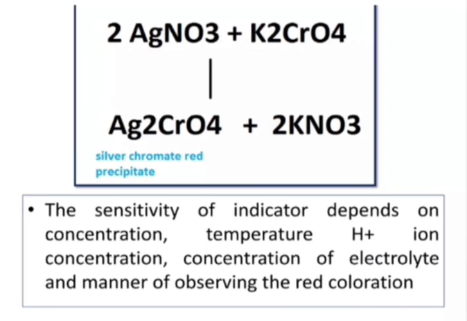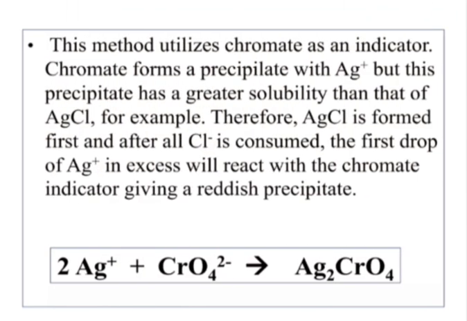The sensitivity of the indicator depends upon the concentration, temperature, hydrogen ion concentration and manner of observing the red colorization. So this method utilizes chromate as an indicator. Chromate forms a precipitate with silver, but this precipitate has a greater solubility than silver chloride. Therefore, silver chloride is formed first, and after all the chloride is consumed, the first drop of silver in excess will react with the chromate indicator, giving a reddish precipitate.